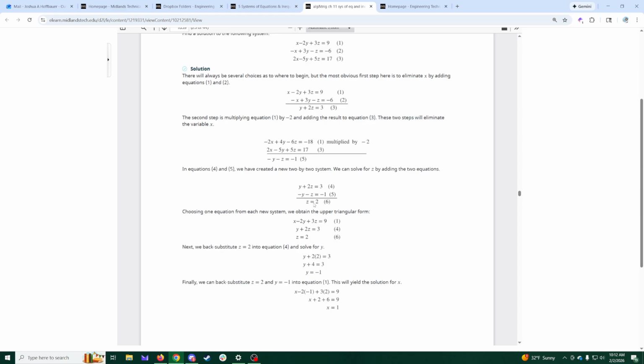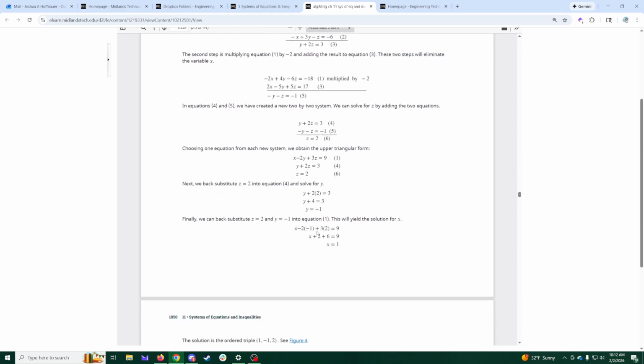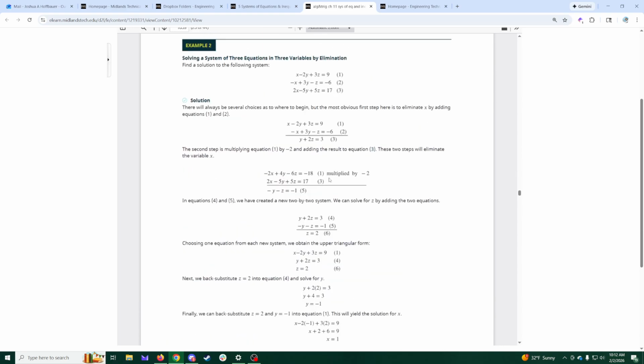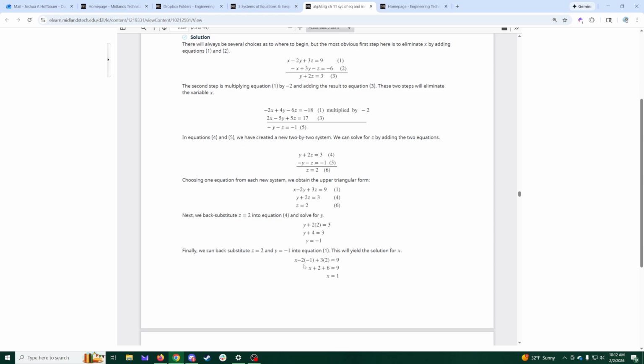And that means we have one of the letters. We've solved for one of the letters. And now that we know that z equals 2, we can take z equals 2 and plug it into one of our two equations that we made that is just y and z. And then that will tell you what y is equal to. And once you have what y is equal to and what z is equal to, you can plug y and z into one of the original 3 equations in order to solve for x.